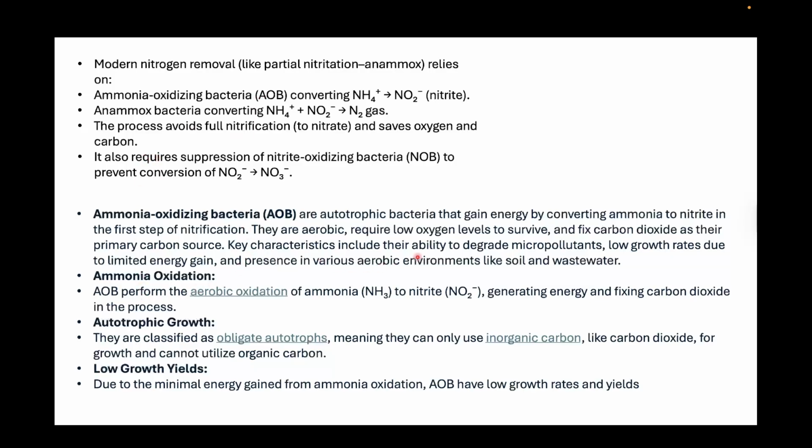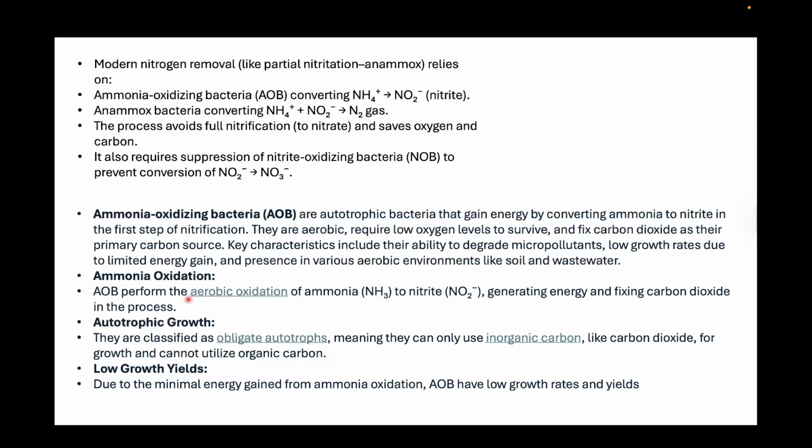Ammonia oxidizing bacteria are autotrophic bacteria that gain energy by converting ammonia to nitrite, NO2 minus, the first step of nitrification. They are aerobic, require low oxygen levels to survive, and fix carbon dioxide as their primary carbon source. Key characteristics include ability to degrade micropollutants, low growth rates and limited energy gain, and presence in various aerobic environments like soil and wastewater.